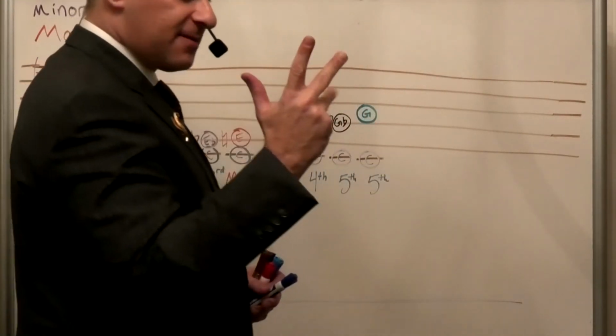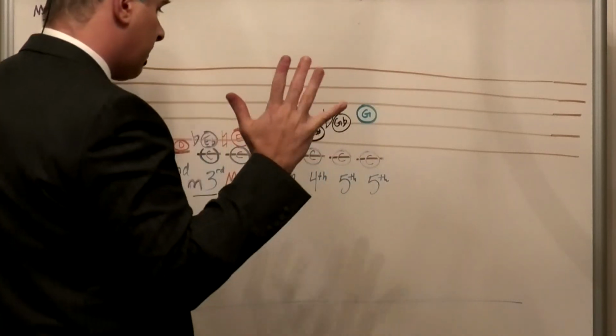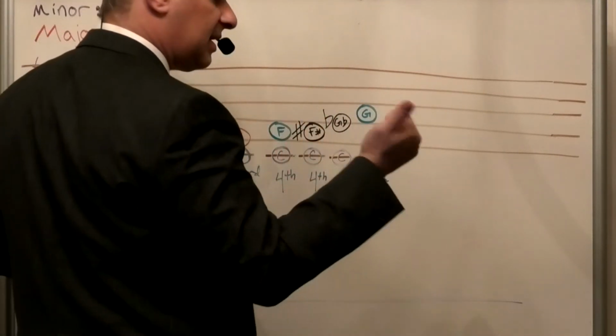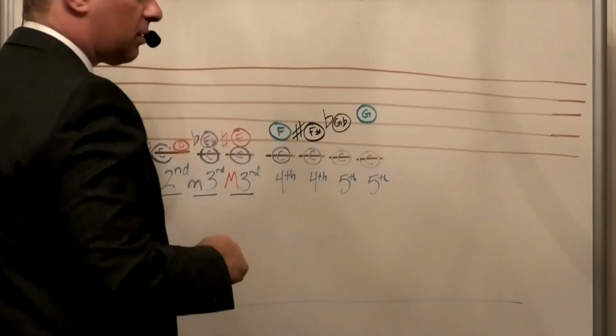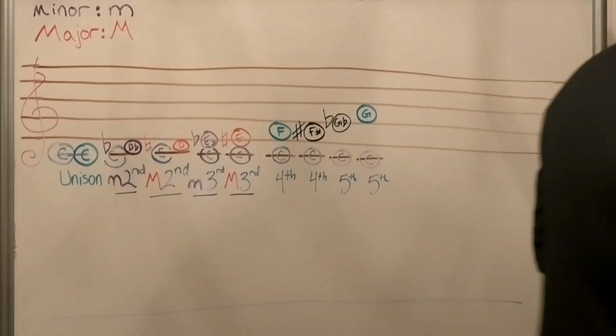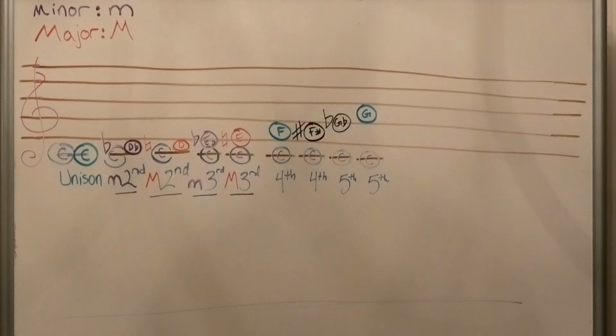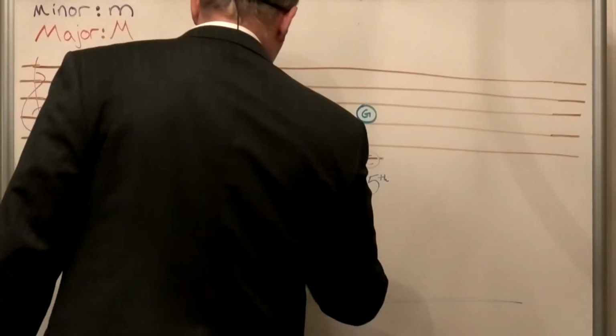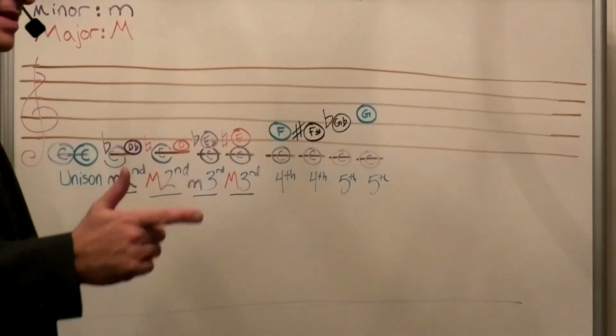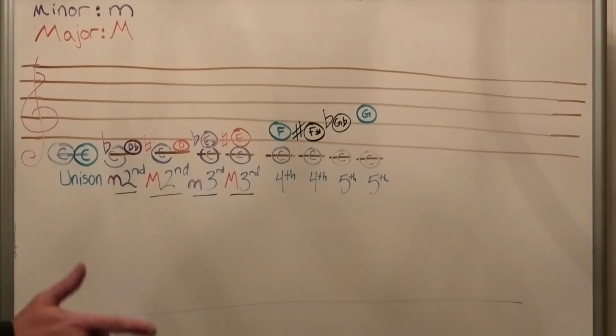So this is C, D, E, F, G, 5. 1, 2, 3, 4, 5. So it must be some type of fifth. This is some type of fourth. C, D, E, F. 1, 2, 3, 4. So here's the C and F sharp. Here's the C and G flat. They're exactly the same. But one of them is a fourth and one of them is a fifth, but you're playing the same note.